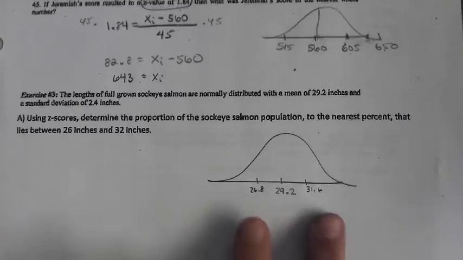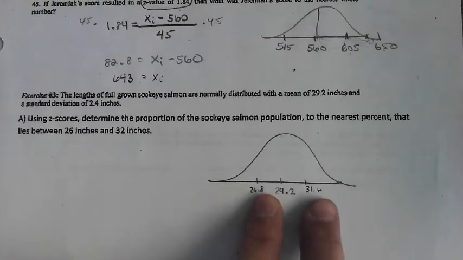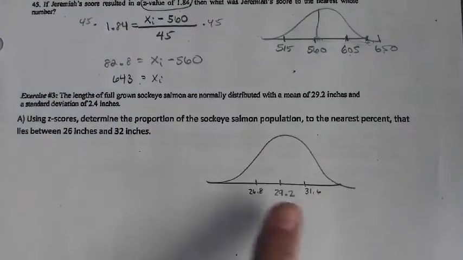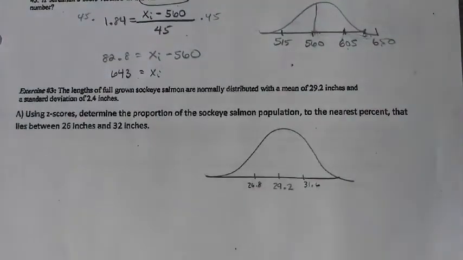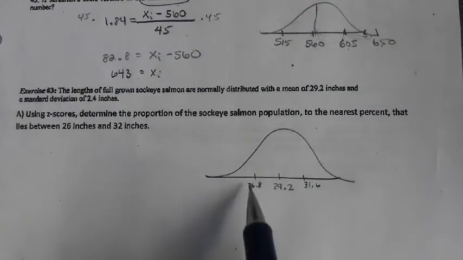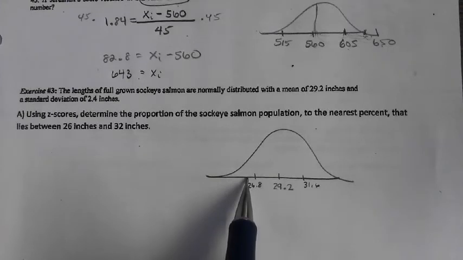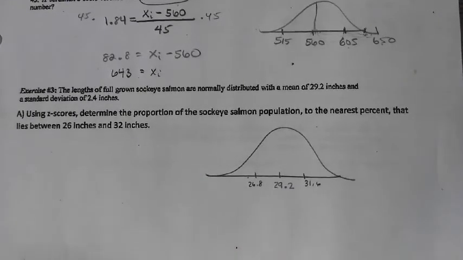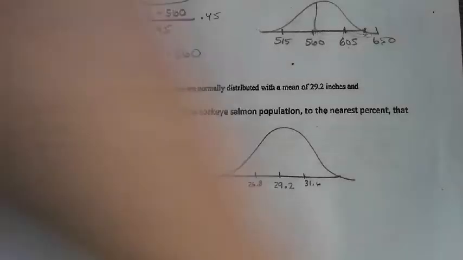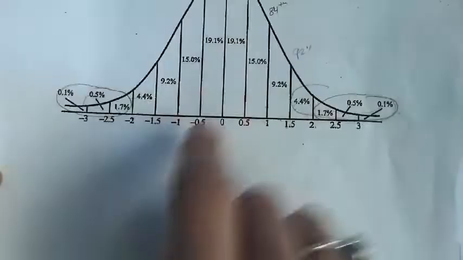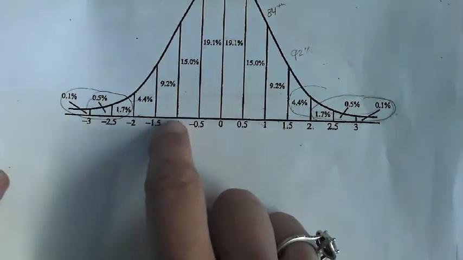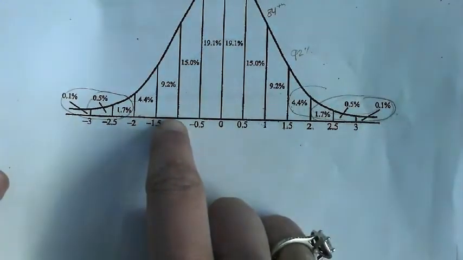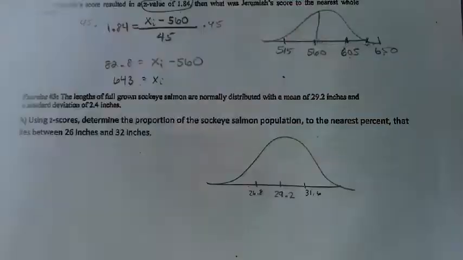Now, if they had told us 26.8 and 31.6, we could do that, right? We could go right to our chart. One standard deviation below, one standard deviation above. But we're a little more than one below, and we're a little less than one above is the window they're looking for. Your chart only does so much for you, right? What happens if you're 1.1 below? Your chart doesn't do that for you. Guess what? Your calculator does.